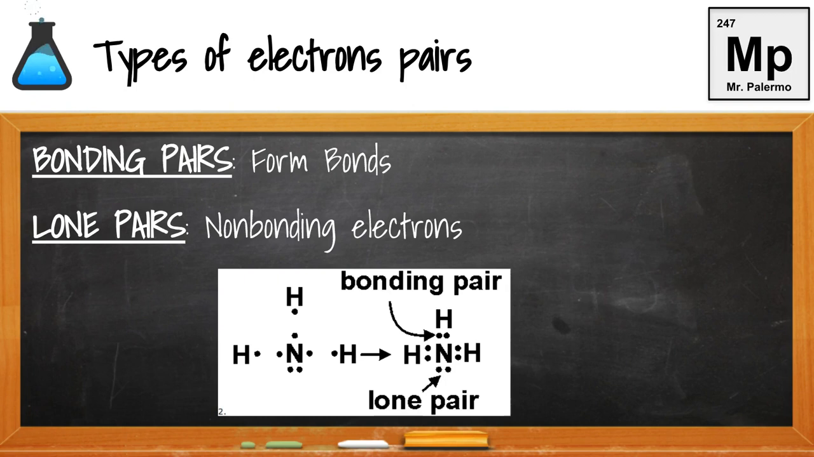In looking at a molecule, there are two types of electron pairs. We have the bonded pairs, which form bonds, as in the case of the bonded pair of electrons between the hydrogen and nitrogen. So there are three bonded pairs here. And then there's the unbonded pairs that are not involved in bonding. We call those the lone pair electrons, as in the case of this pair here.